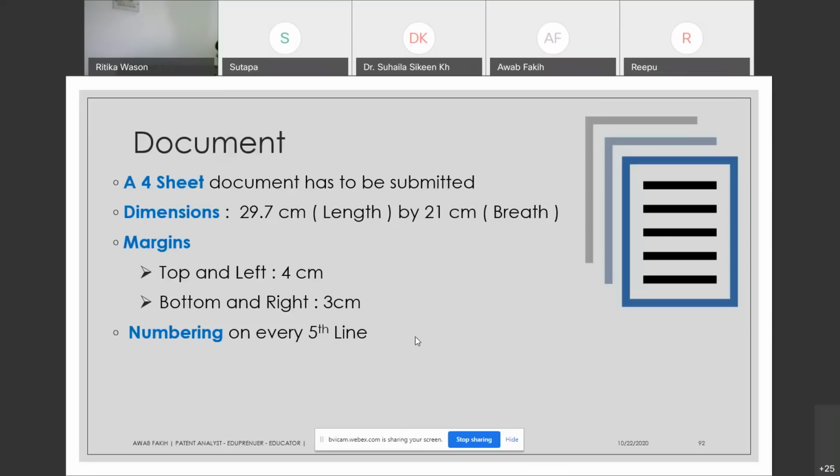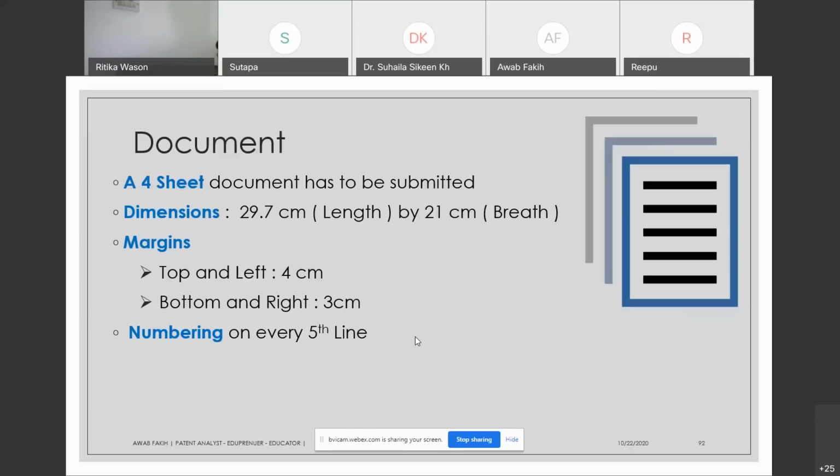First, we have to use an A4 sheet. The size should be 29.7 centimeter by 21 centimeter, the length and breadth you have already understood. The top and bottom margins should be 4 centimeter. The bottom and right should be 3 centimeter. Make sure you number every page. The numbering should be at the bottom center in Arabic numerals, on every page.